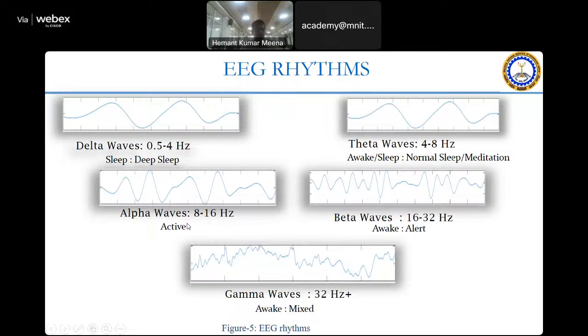Alpha waves are basically 8 to 16 hertz, when the person is actively working. When the person is in alert mode, then it is the beta wave, 16 to 32 hertz, and it is gamma waves when it is a mixed one. You see very much fluctuation at the mind level.